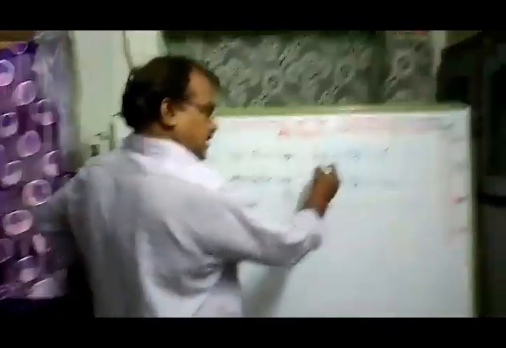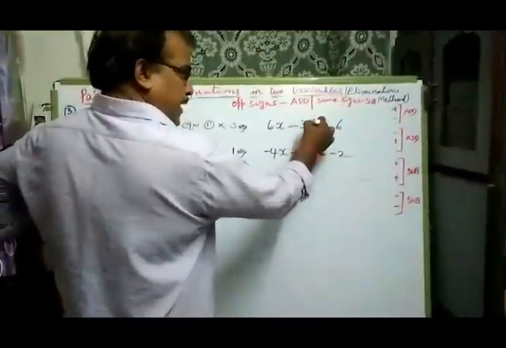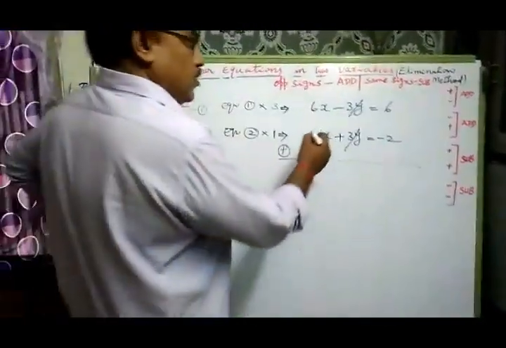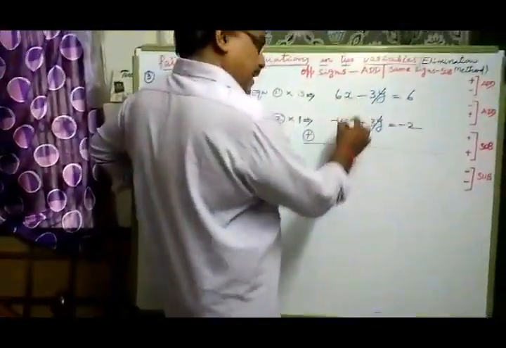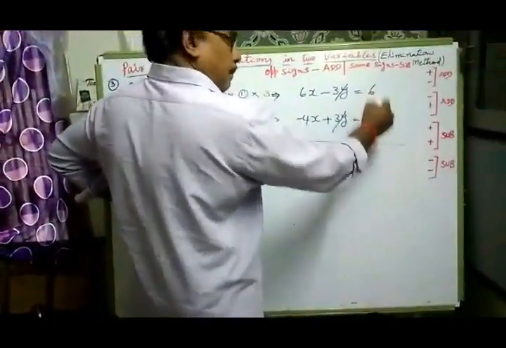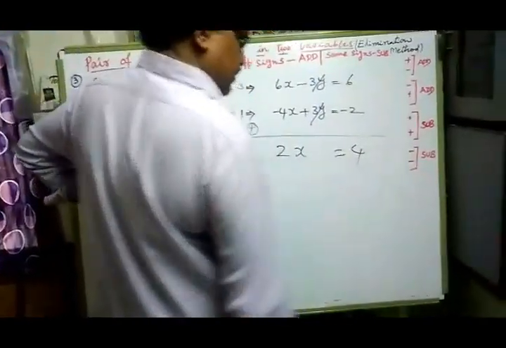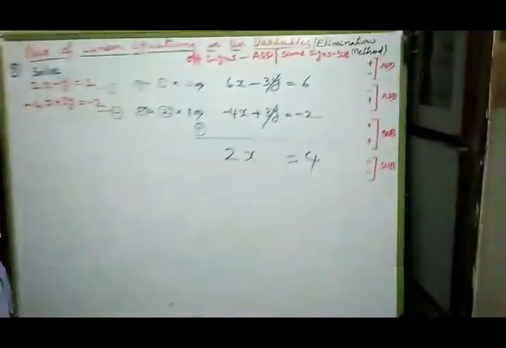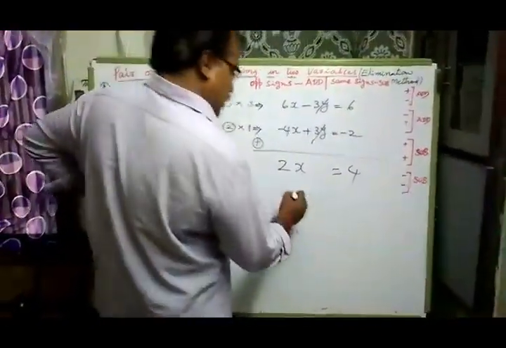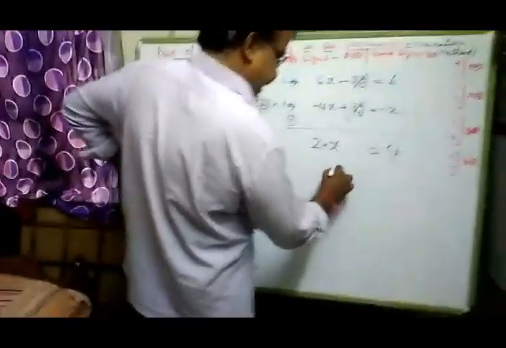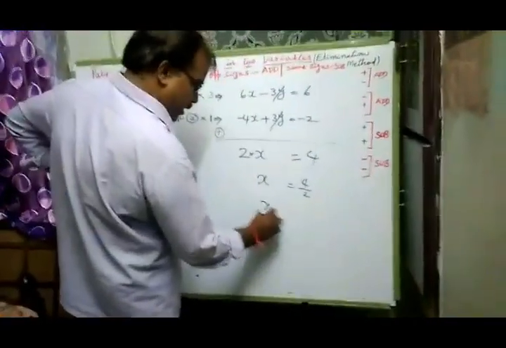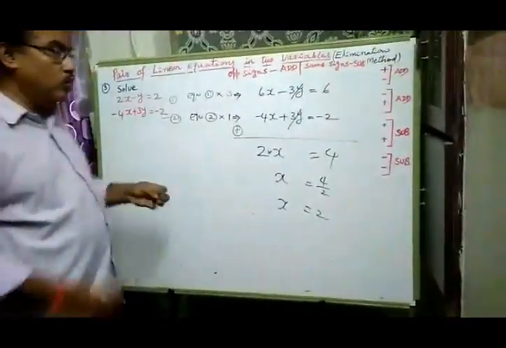So first of all, minus 3y plus 3y will be cancelled. So 6x minus 4x is equal to 2x, is equal to 6 minus 2, which is equal to 4. 6 minus 2 is nothing but 6 plus minus 2. So 2 into x is equal to 4, x is equal to 4 by 2, x is equal to 2.